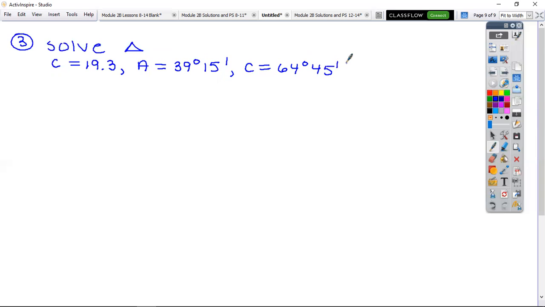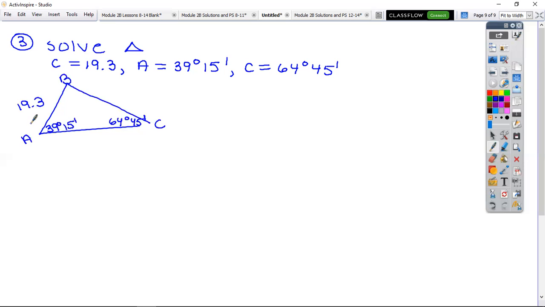Okay, so that means when we try angle B, we're going to convert it to degrees, minutes and seconds if it comes back as something with a decimal. All right, so I'm going to set this up again. So ABC, and you know angle C is 64 degrees and 45 minutes. Sorry, I know those get tough to fit in there. And then A is 39 degrees and 15 minutes. Across from this is 19.3.